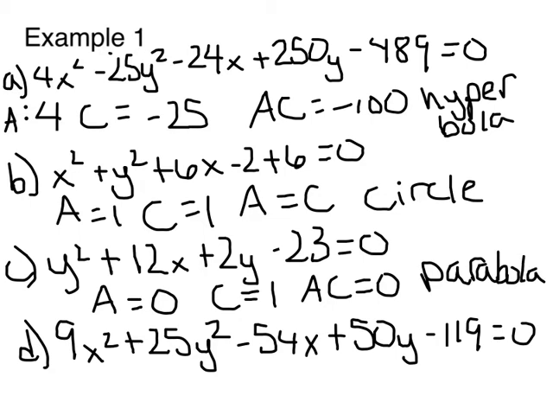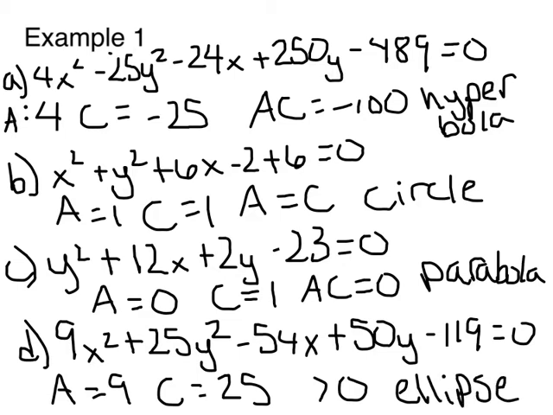And then finally, on D, we have that A equals 9, C equals 25. This is a positive number, so we know that it's greater than 0. So here we have an ellipse.